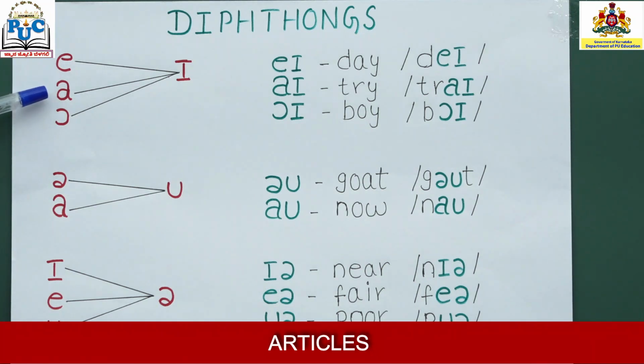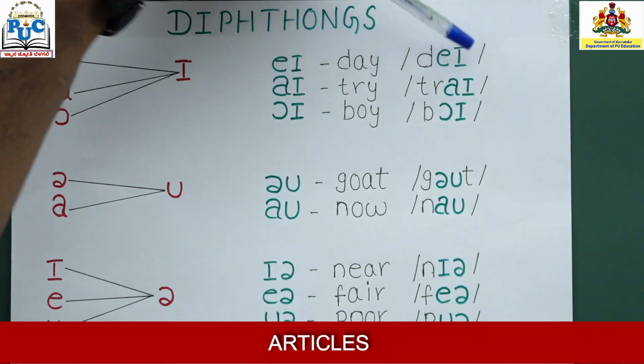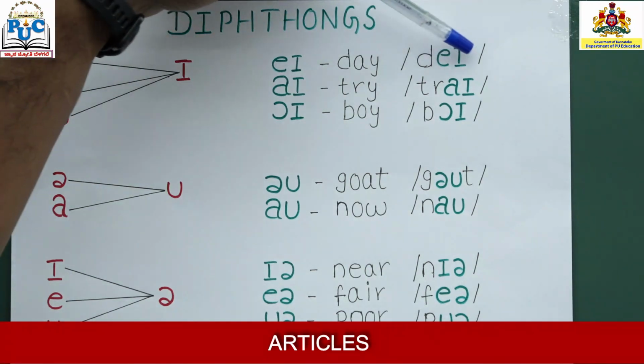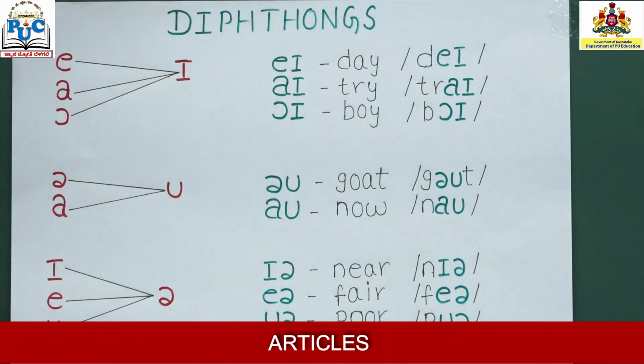This is a, A, A, A, I, E, U. So, a, e, a, as in day. Look, I put the diphthong in the green color.